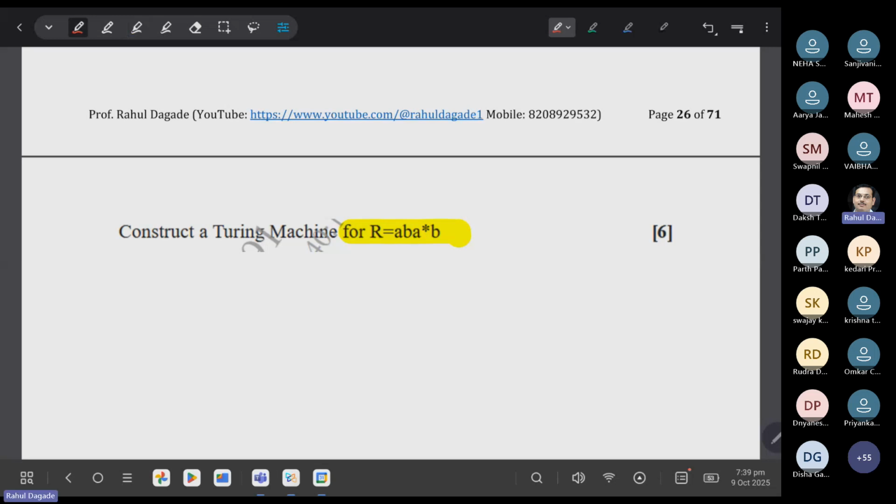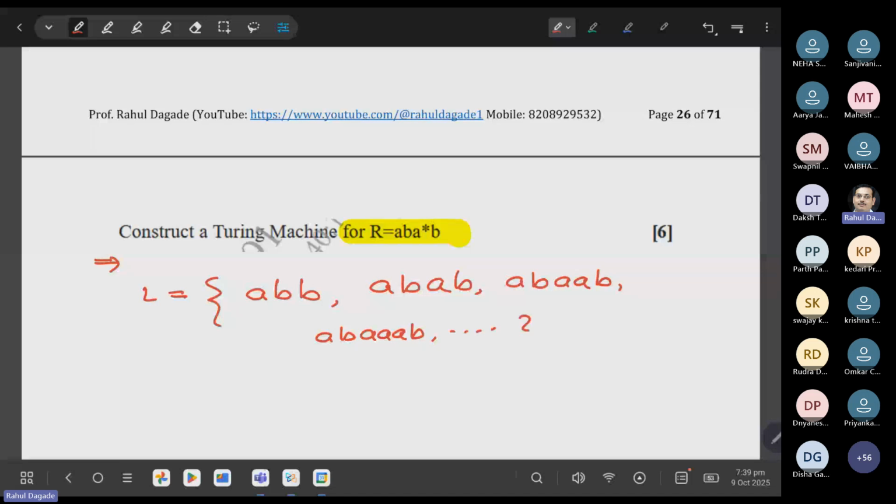So what will be our language? L will be, so the minimum language will be A, B, B. This is the minimum language. What will be the next language? A, B, A, B. What will be the next language? A, B, A, A, B. What will be the third language? A, B, A, B, so and so forth.